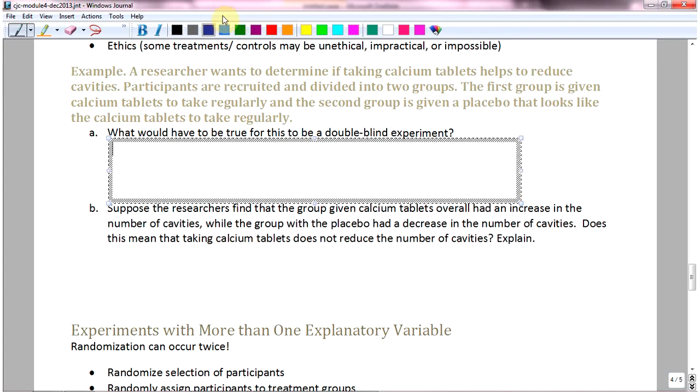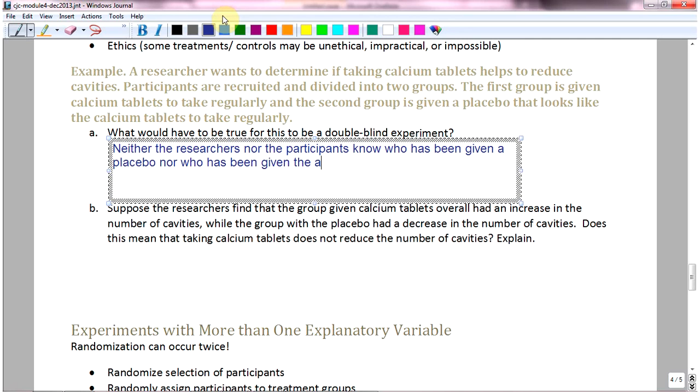So remember, for something to be a double-blind experiment, that means neither the researchers nor the participants know who has been given a placebo or who has been given the actual calcium tablets.